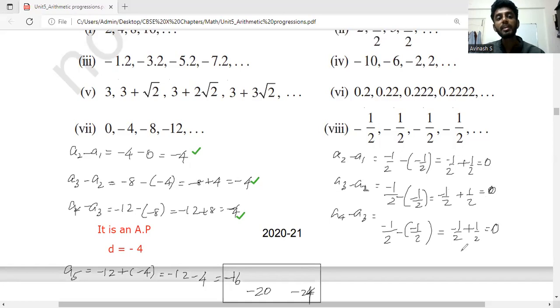So when you have a common difference as 0, it is also common. So this is also an AP with common difference 0. And when you add 0, it has no significance. So the next 3 terms will also be minus half, minus half, and minus half.